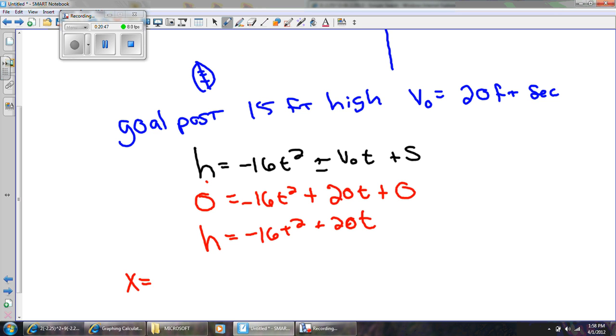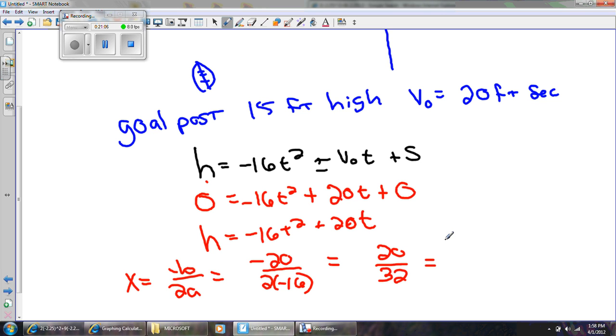So I'm going to go x equals negative b over 2a. I'm not going to waste my time using the whole quadratic formula because the question does not say when will the ball hit the ground again. So I'm going to put negative 20 over 2 times negative 16, and that'll be the same as 20 over 32. I'm going to simplify that. I know 4 is going to go into those. It's going to go into 20 five times, and into 32 eight times. So the ball will reach its maximum height at 5/8 of a second. Now I have to figure out how high that's going to be.